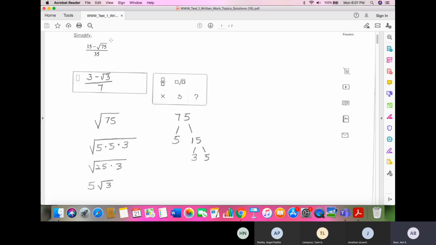We first want to start with the square root of 75. Let's look at 75 and see how we can break it down.